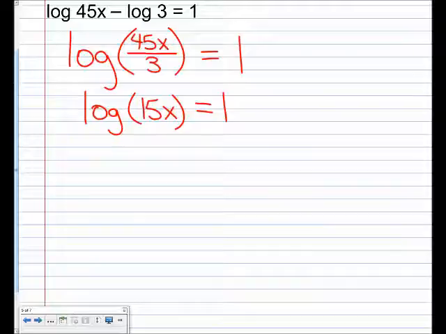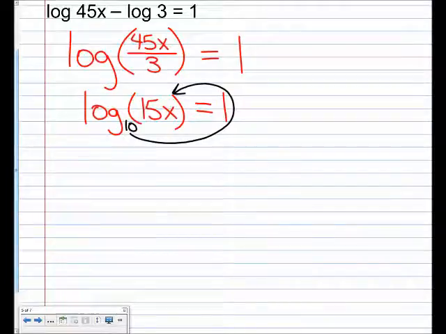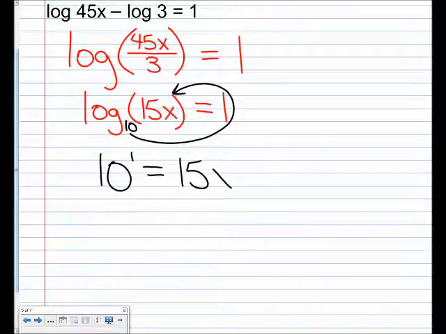You need to know, though, that it's not actually technically called swoop. That's just what teachers like to say. It's easy for you to remember. You're changing from log form to exponential form. Log form to exponential form. So here we go. What's my base? There's nothing there, so it's a 10. So 10 to the first power equals 15x. So literally just write that out. 10 to the first power equals 15x.